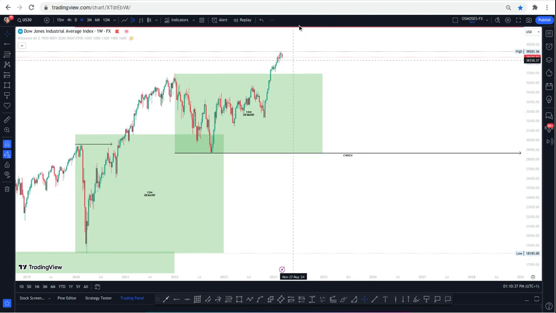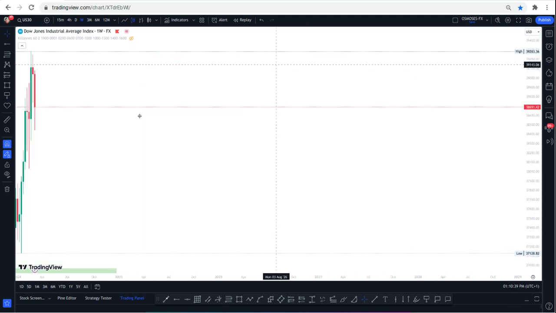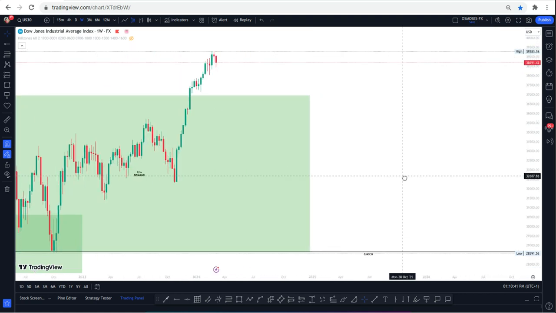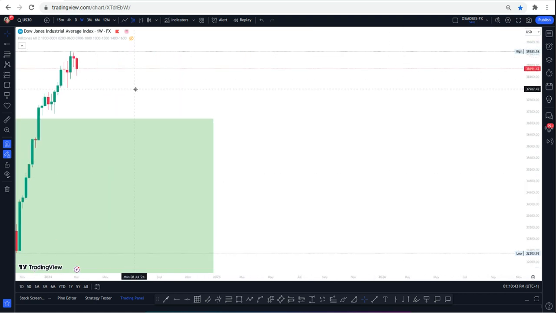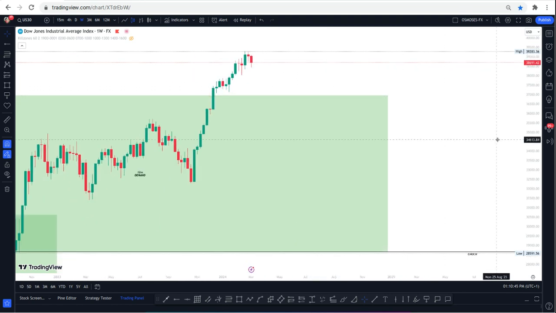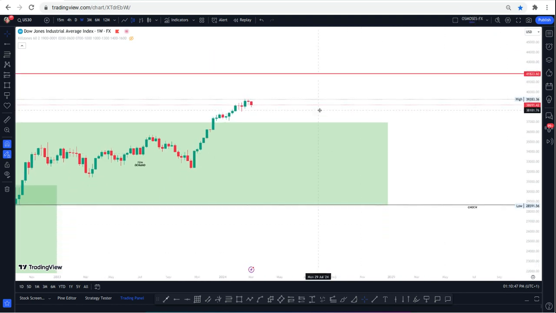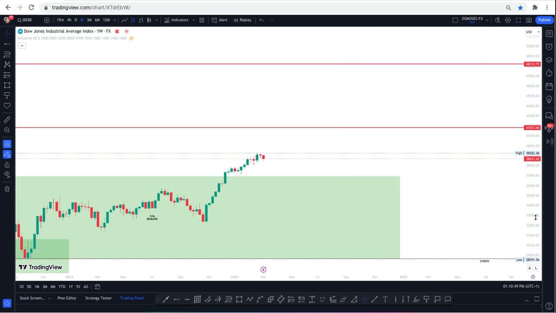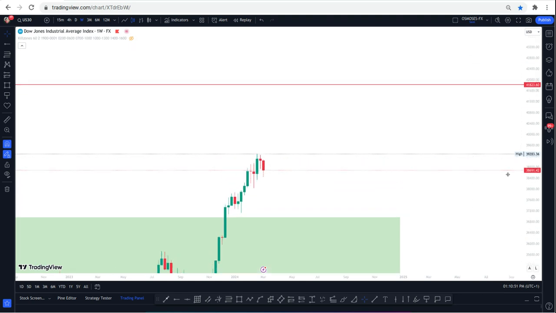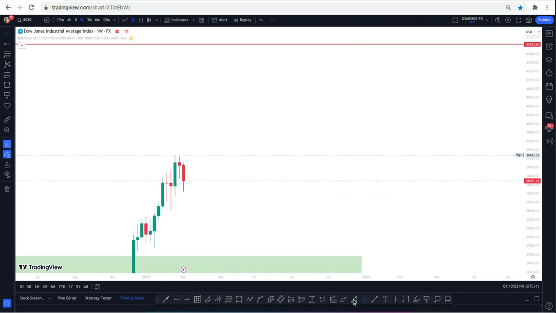On weekly, I want to see price still taking highs. I'm interested in buying still. So these two zones. So what do I have? This is the last week high, and this is the last week low.